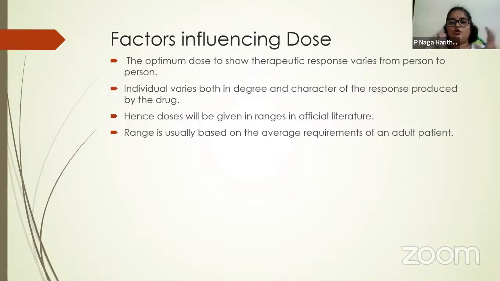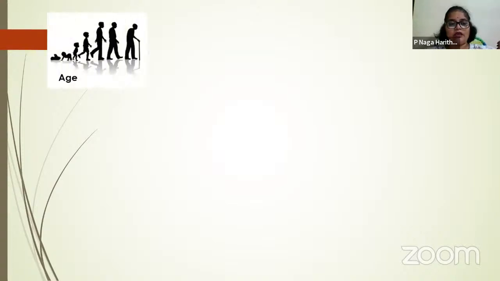So the two focus points you have to catch here are that the dose will always be given in a range in the official pharmacopoeias, and that range is based only on adult patient requirements, not the children or the elderly people. Now let us see what the factors are that influence this posology, or the dose of a drug. One after the other we are going to see. The first one is the age of the patient.